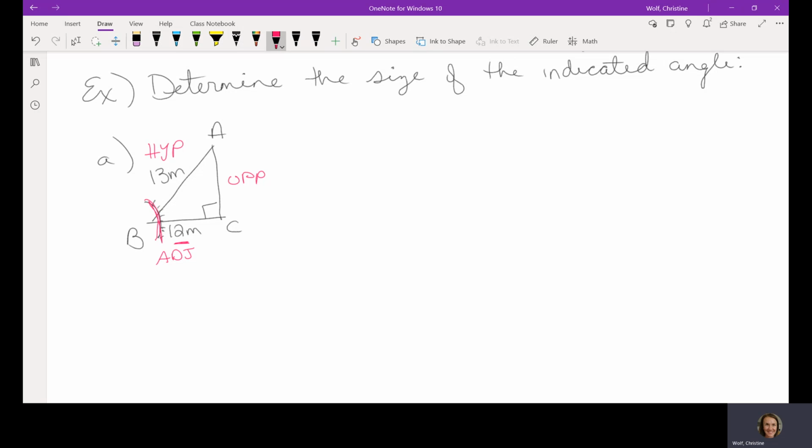Cos, C-A-H, cos, right? So our setup is going to be cos of angle B is going to be the adjacent side divided by the hypotenuse. That's the formula we're going to plug into now. So the cos of angle B, it's going to stay as angle B because that's what I'm looking for. On top is the adjacent side, so the 12 goes on top and on the bottom is the hypotenuse. Now this is just like the tan examples. We're looking for an angle.